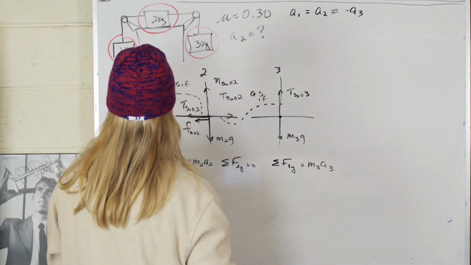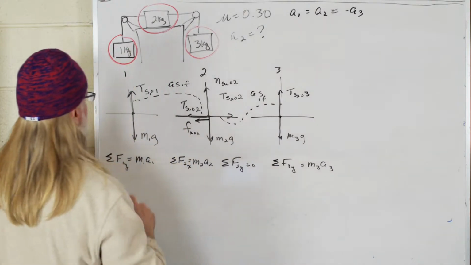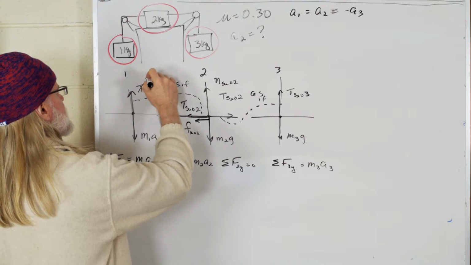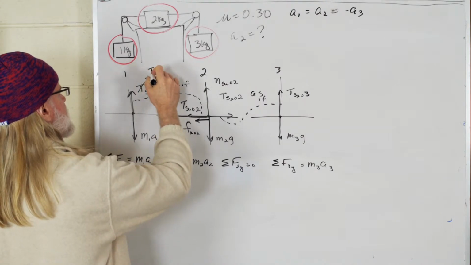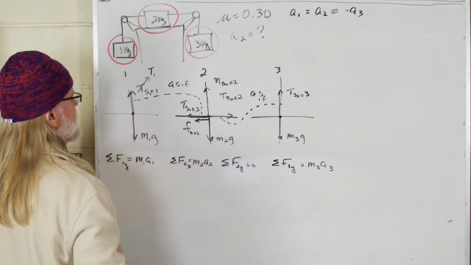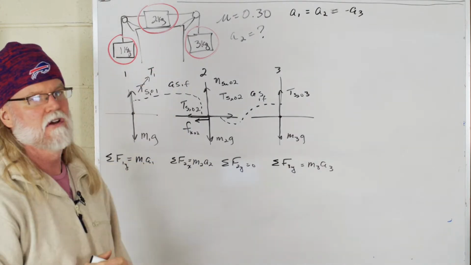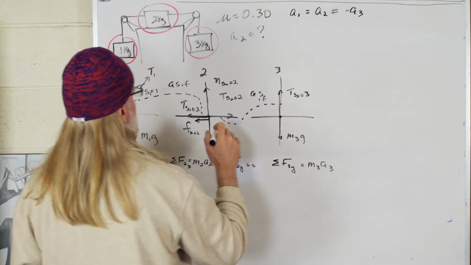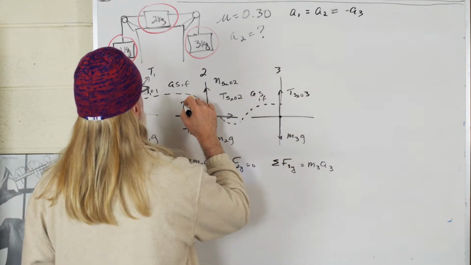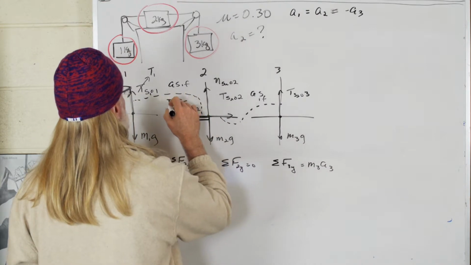All right, so I could change this to the tension T1. Let's just call that T1, right? That'll be the tension of rope 1. And then this one we will call, so then this is also T1.